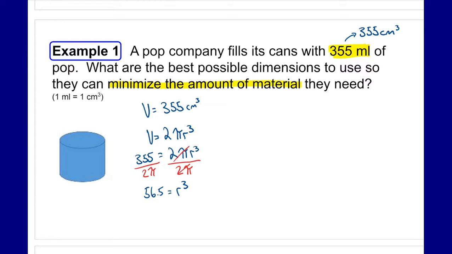Now we're at a similar place to the last one. How do I get r by itself? Well, I need to cube root 56.5. That will cancel out the r cubed. I'm left with 3.8 is equal to r. So we now know that the radius for our pop can to have the minimum amount of material has to be 3.8.